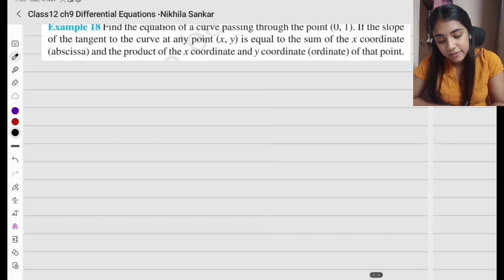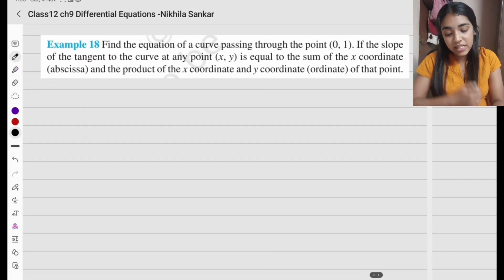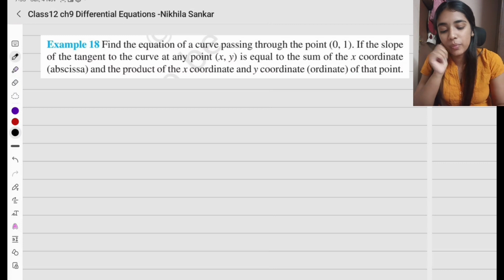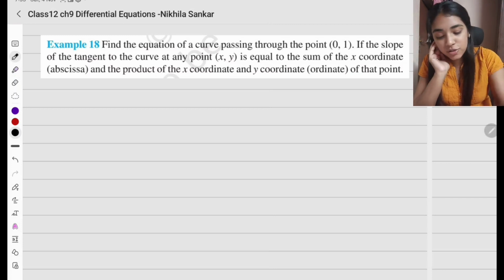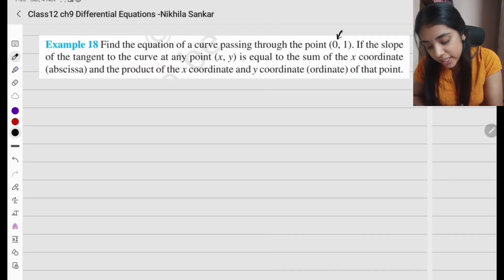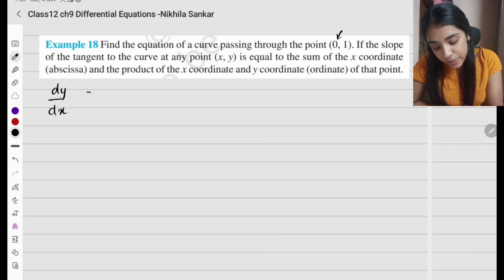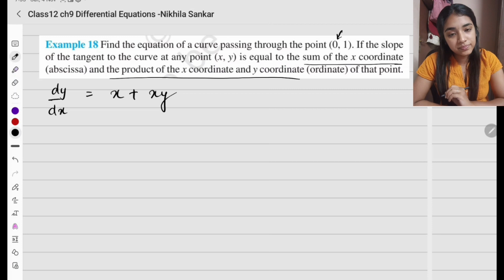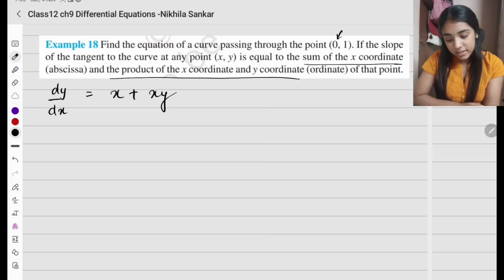Question number 18, example 18. Find the equation of the curve passing through the point 0, 1. They have given the particular solution, that is, the values. If the slope of the tangent to the curve at any point, what is the slope of the tangent? It is going to be dy by dx. The slope of the tangent is going to be equal to the sum of the x coordinate and the product of the x and the y coordinate. Understood? You have to know how to form the equation.